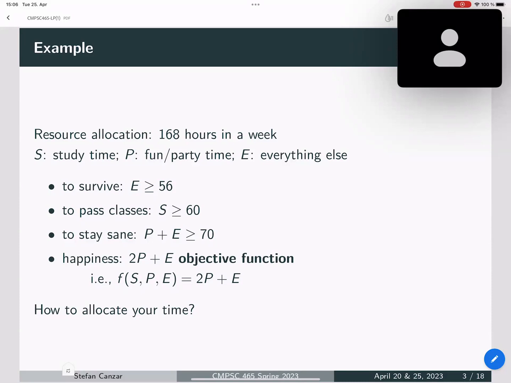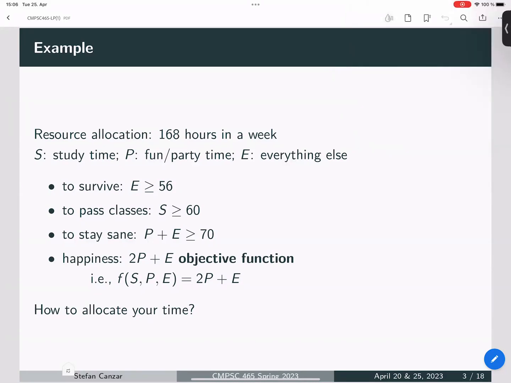We just introduced an example of how to maximize your happiness, and we made sure that you're well fed and stayed sane and survived. And we started phrasing this as a linear program. We use linear functions to model the objective, the quality of a solution, but also for formulating the constraints we used linear equations.